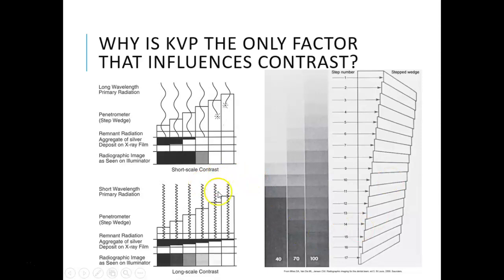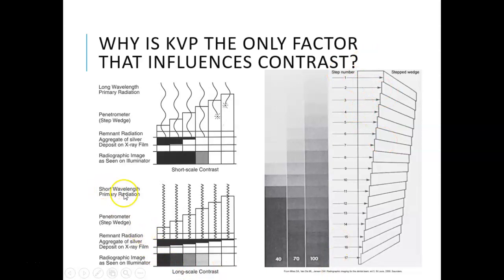So let's see if this shows. I think this kind of is. So remnant radiation, aggregate of silver deposits on the X-ray film, so the radiographic image is seen on the illuminator. You can see it's getting through, it's getting through, it's black, it's black. It sort of gets halfway through and then it stops completely once it reaches a certain thickness. So that's with low KVP. It affects it quite a bit and then it's just absorbed and it can't go on.